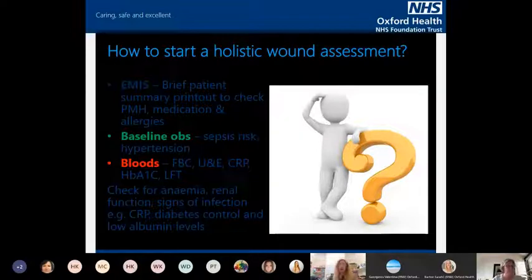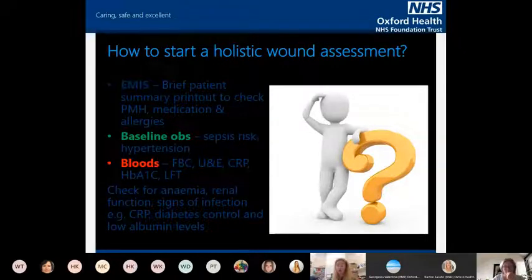Lovely. So we've obviously gone over holistic wound assessment, intrinsic and extrinsic factors. We've touched on the key things you're seeing out there: legs, edema, pressure, and key things we'd be looking at. And you're probably all thinking, well, how do I even go about starting a holistic wound assessment? So we'll talk to you about what we do within our team when we're helping clinicians. But the first thing we would suggest is you go on EMIS and print out your patient summary. With that, you want to be checking their past medical history, looking at what medications they're taking and any allergies they may have, and then just going through it really.